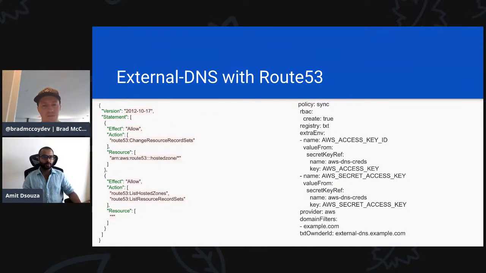So to begin with, we are going to start off with Route 53. And this is how you need to set it up in Route 53. You have two components. One is your IAM role, which you need to set up. And once you set up that IAM role, you need to deploy your Helm chart for external DNS AWS.